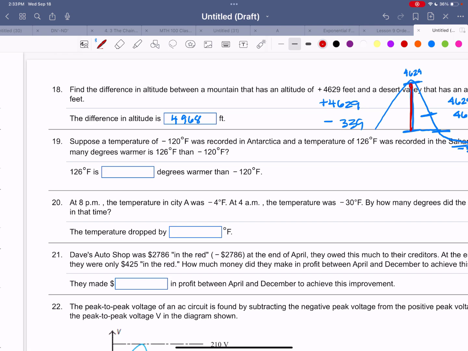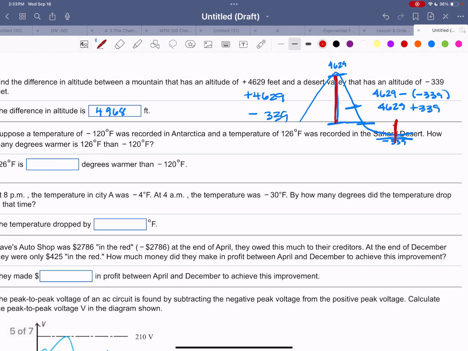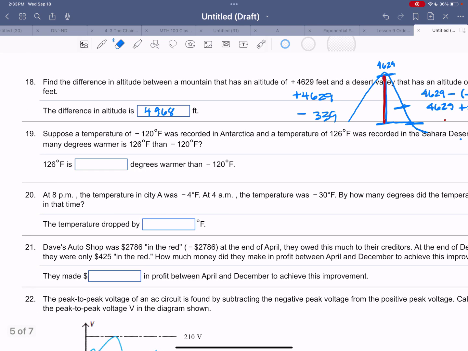Number 19. Suppose a temperature of minus 120 was recorded in Antarctica and a temperature of 126 was recorded in the Sahara Desert. How many degrees warmer is 126 than minus 120? So it's a similar thing. Think of this as a thermometer. Okay? So here's our thermometer and here's our zero. This Sahara's hot, 126 degrees way up here. And Antarctica is way down here, minus 120.